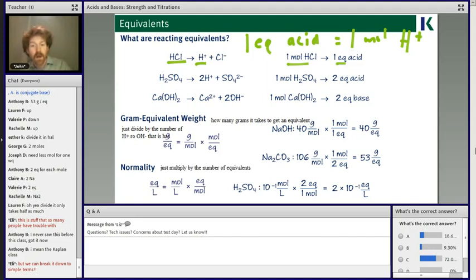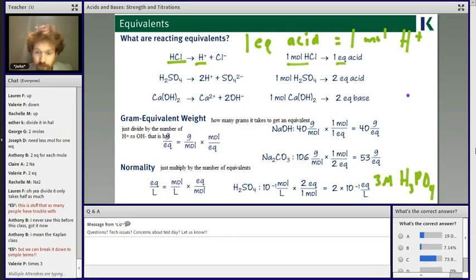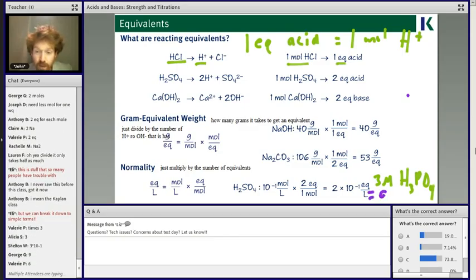Equivalents, there we go. So for example, I'll give you another example with more normal numbers. Let's say that we have a 3 molar solution of phosphoric acid, H3PO4. What's the normality of that solution? You just multiply it by 3. So that would be a 9 normal solution.